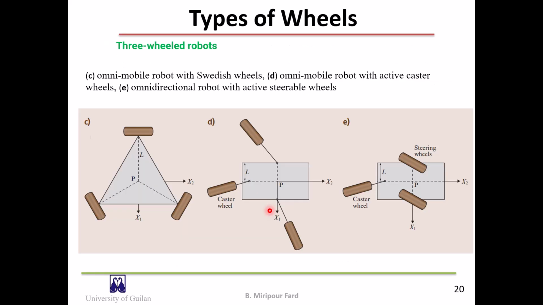In this slide, figure C shows an omnimobile robot with mechanon wheels. Rollers around the wheels are not shown in this figure. Figure D shows an omnimobile robot with active caster wheels, and the robot of figure E is an omnidirectional robot with steerable wheels.